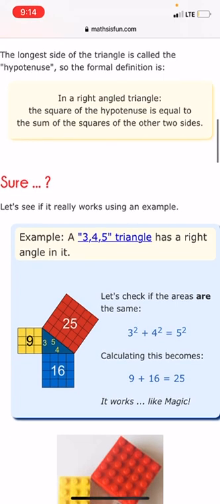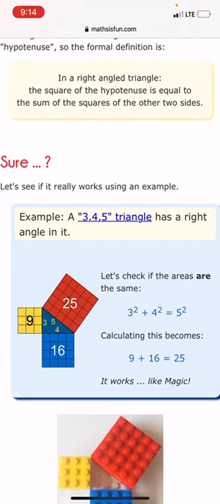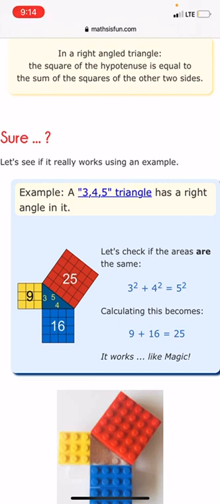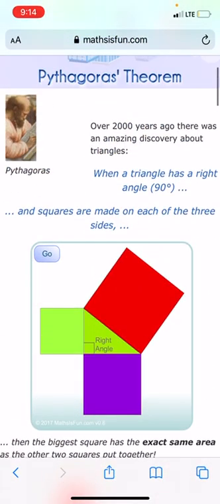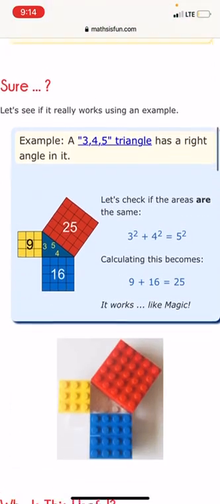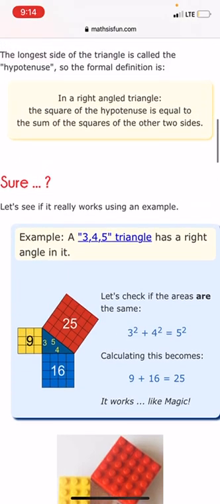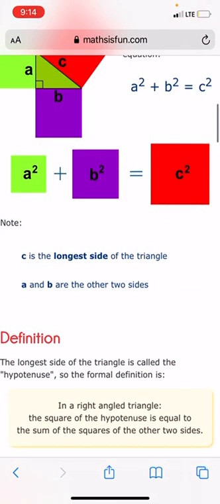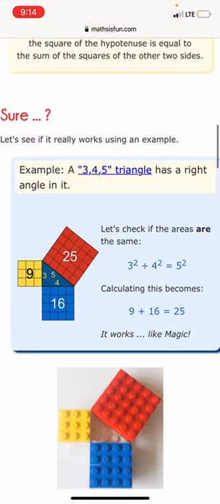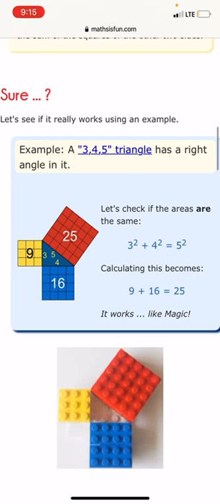So I said, sure, let's see if it really works using an example. I gave this example to the student. Example A: we have 3, 4, 5, and it's a triangle with a right angle in it. As mentioned previously, right angles are 90 degrees. Let's check if the areas are the same. We're going to insert the numbers where the letters would be. So a squared plus b squared equals c squared: a squared would be 3 squared, b squared would be 4 squared, and c squared would be 5 squared. So 3 squared plus 4 squared equals 5 squared.